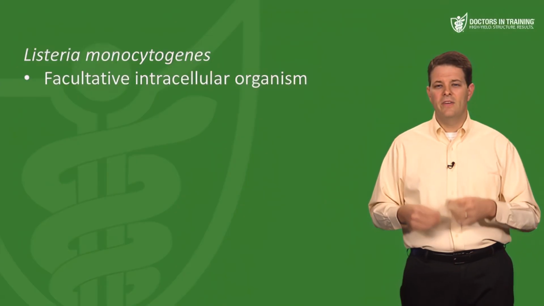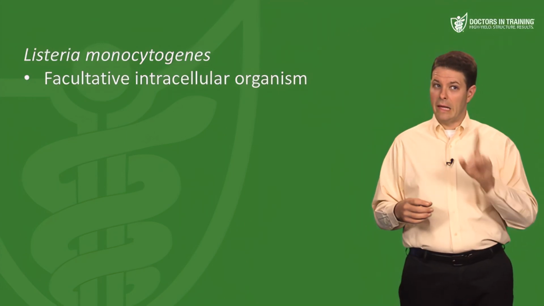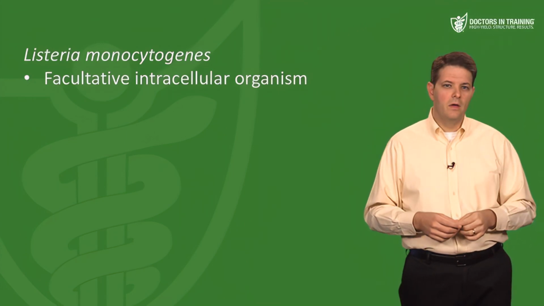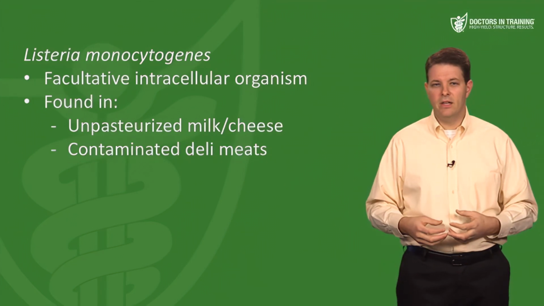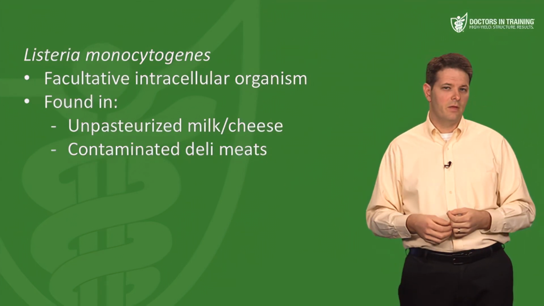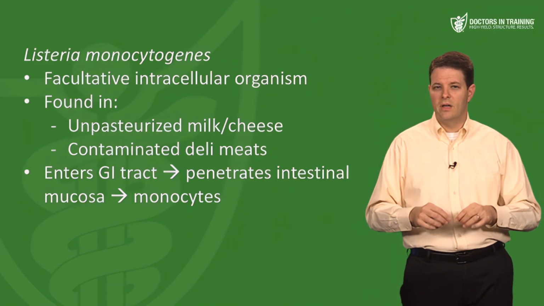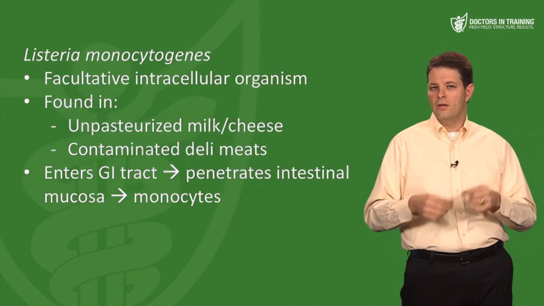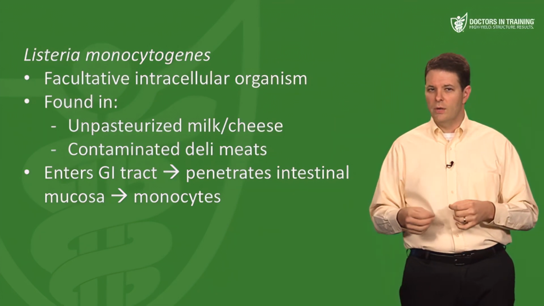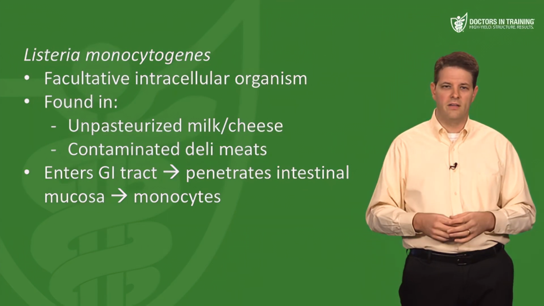Let's get back to some of the more common gram-positive rods, like Listeria monocytogenes. Listeria is a facultative intracellular organism, so it doesn't have to live inside your cells, but it can. Sneaky, sneaky. It enters the body through the GI tract through unpasteurized milk and cheese and also contaminated deli meats. It penetrates the intestinal mucosa, and it's eventually taken up by the monocytes. So the name Listeria monocytogenes is a good clue to help you remember that it's an intracellular parasite that likes to live inside of monocytes.